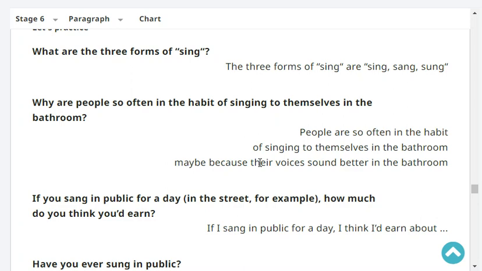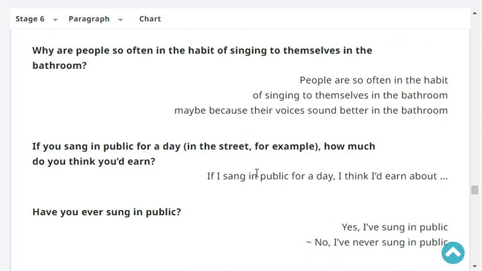People are so often in the habit of singing to themselves in the bathroom, maybe because their voices sound better in the bathroom. If you sang in public for a day, how much do you think you'd earn?